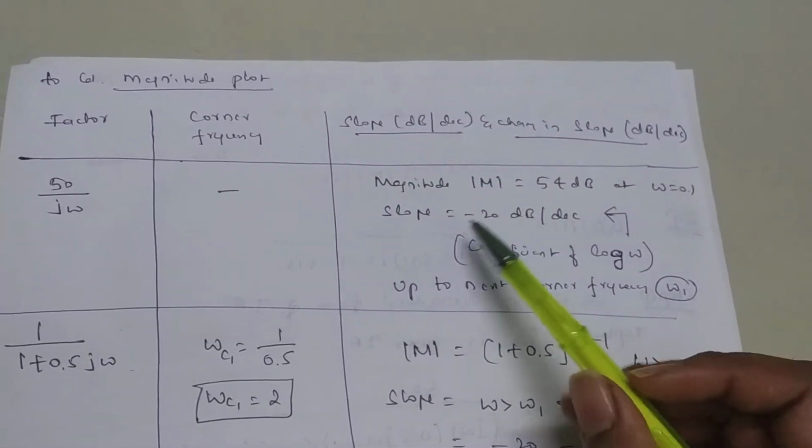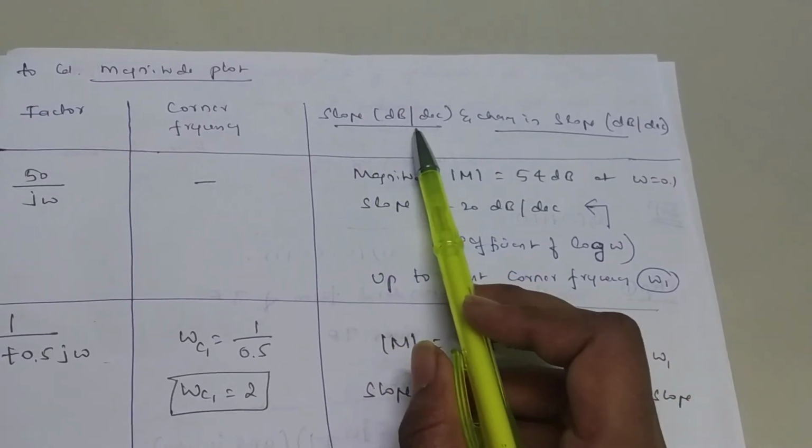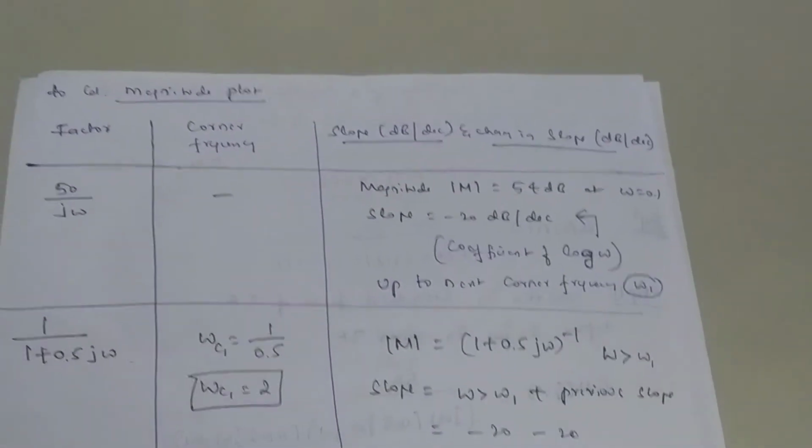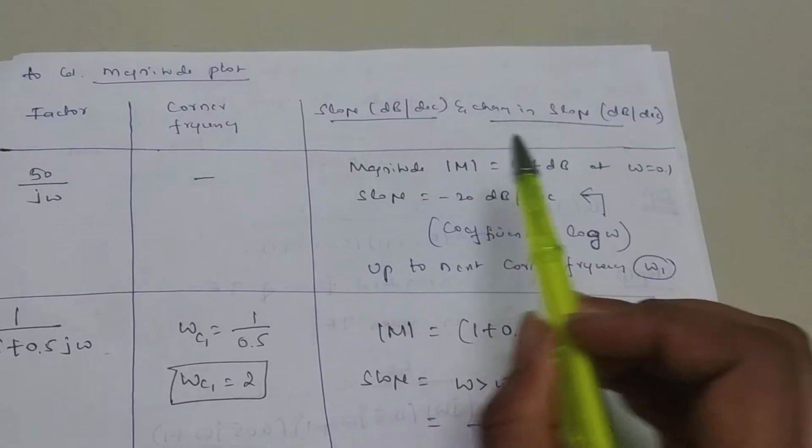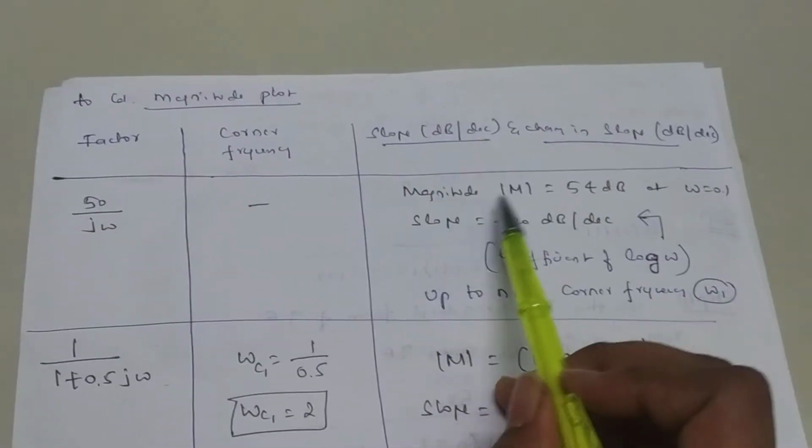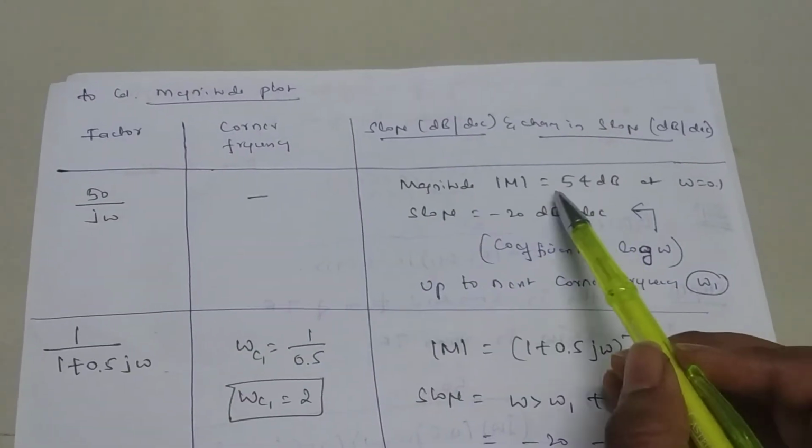So next is the slope in dB per decade, and we need to change that slope in dB per decade. So the magnitude of M is 54 dB.